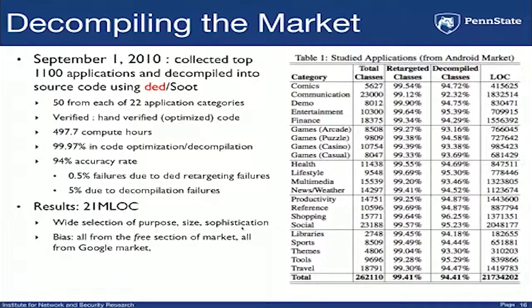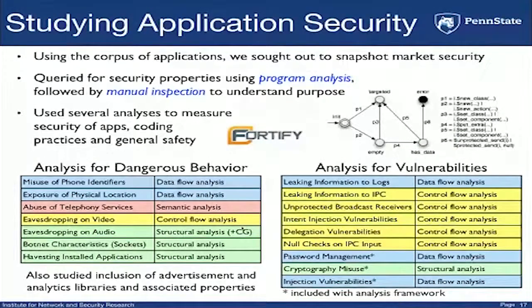We worked with a company called Fortify, which was enormously instrumental in making this study happen. Fortify is a company that builds industrial grade static analysis tools for safety, security, and correctness. They provided a tremendous amount of help to us. Basically, we built about 50 different tests to try to evaluate what is the state of security in the Android market as of 2010. And we asked ourselves, well, what are the kinds of problems we're actually going to see? Abusive telephony services, basically, they're abusing a network.